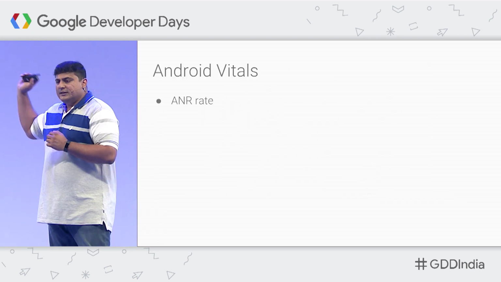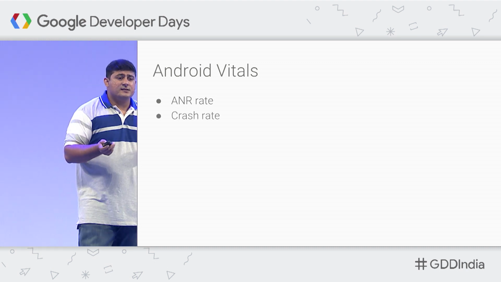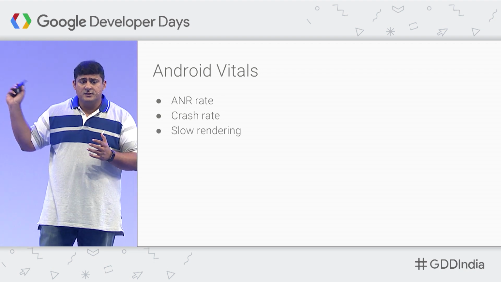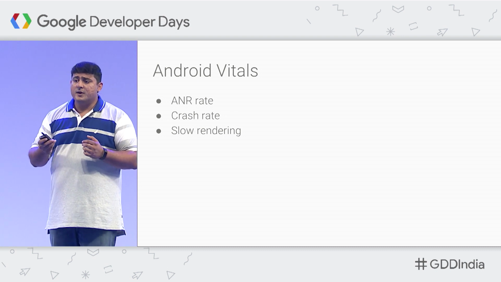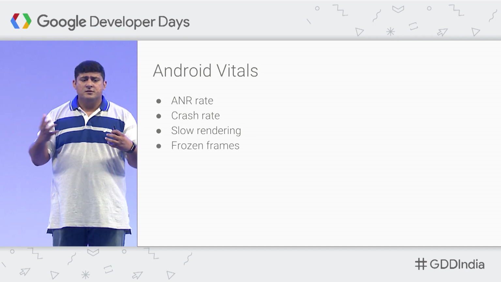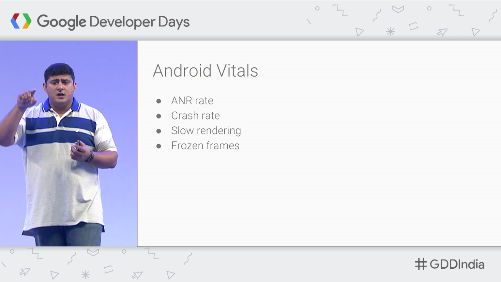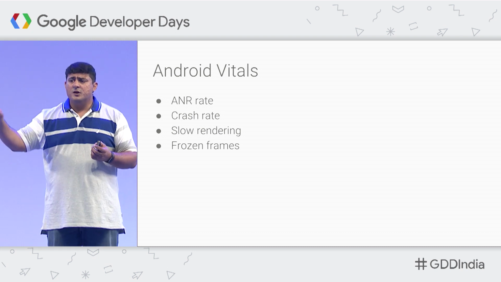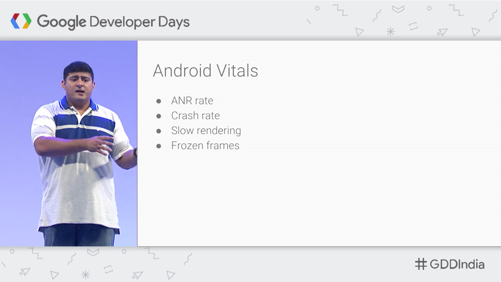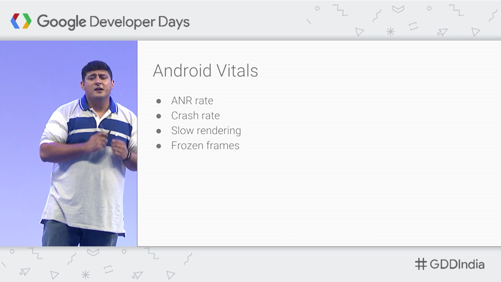We visualize some of these parameters. ANR, application not responding. Your crash rates, how many crashes are happening in the real world. Slow rendering. This is something that's not easy to find out otherwise. On what percentage of devices is slow rendering happening? Frozen frames. Maybe it's because GC comes into the picture at times. But this is really good information for you to start saying, hey, I have this one problem in the real world. Let me go back and be reactive about things. Let me profile again, find the areas of trouble, and fix this, because this must be the thing that is affecting my users a lot.